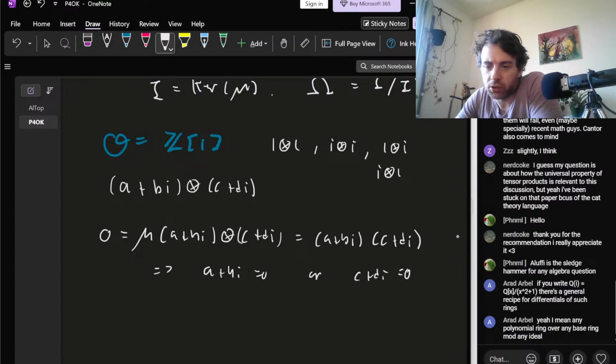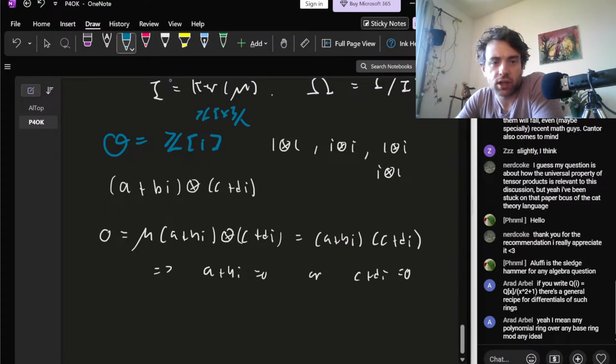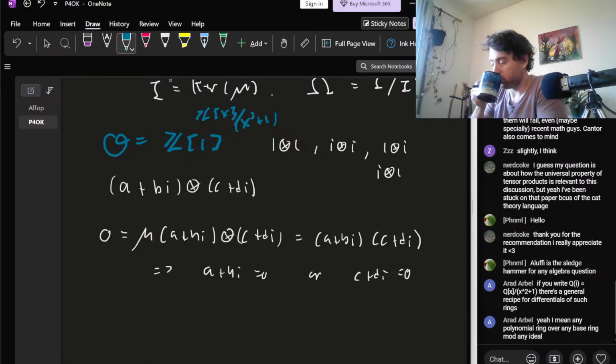Over any polynomial ring, over any base ring, mod an ideal. Yeah, I guess this is Z[x] mod x squared plus 1. There's probably some general fact we can use there. But whatever, we're deep in this smooth brain level computation.